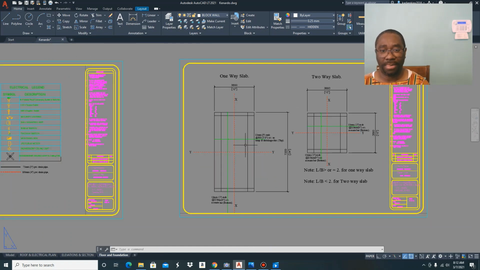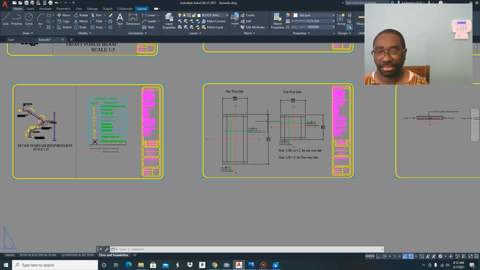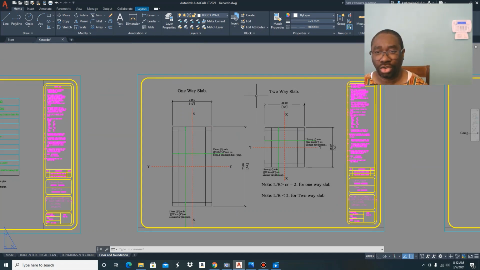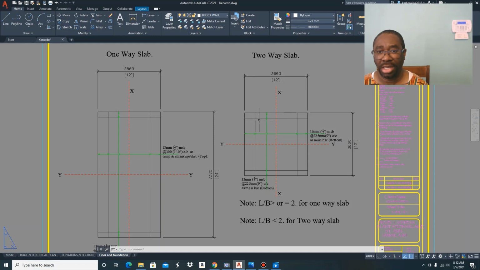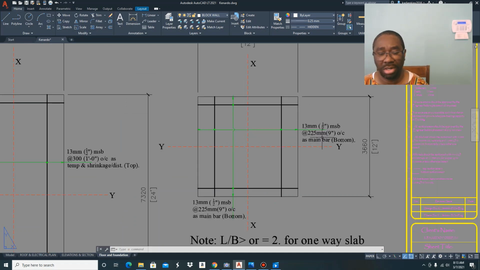Right? So that pretty much takes care of our one-way slab. Now our two-way slab, and this is somewhat different from our one-way slab. In our two-way slab, we reinforce in both directions. We reinforce both in the XX direction and the YY direction. And if you look at the callouts, you will see that the spacing is the same.